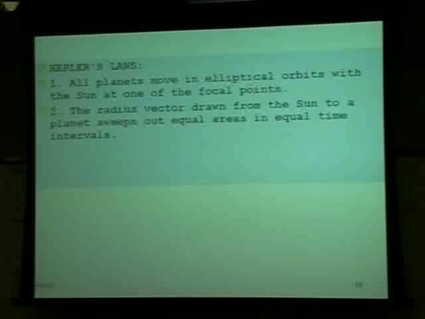And this actually was a very important result. The planets are sweeping out equal areas in equal amounts of time. That means when they're close to the sun, they're moving faster, and when they're further away from the sun, they're moving slower.